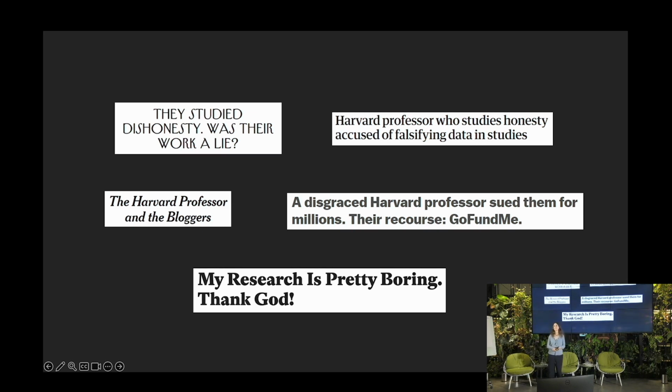I'm not going to name names here, but if you Google Harvard social psychologist $25 million lawsuit, you'll find who I'm talking about. You know the researchers I mentioned who sort of spurred the whole replication crisis, they were the ones who discovered that her data didn't match up. She is suing them for defamation for $25 million. It's fun to read. I've fallen down multiple rabbit holes reading about this. My research is pretty boring, thank God.